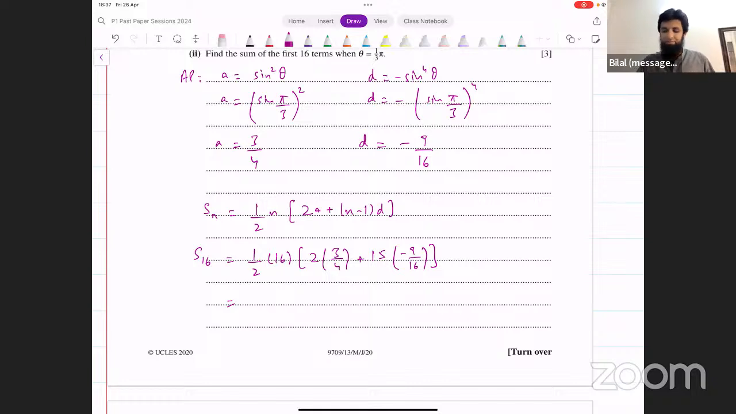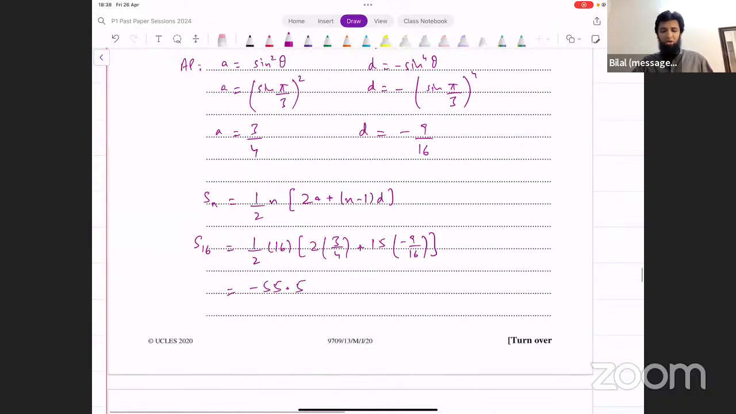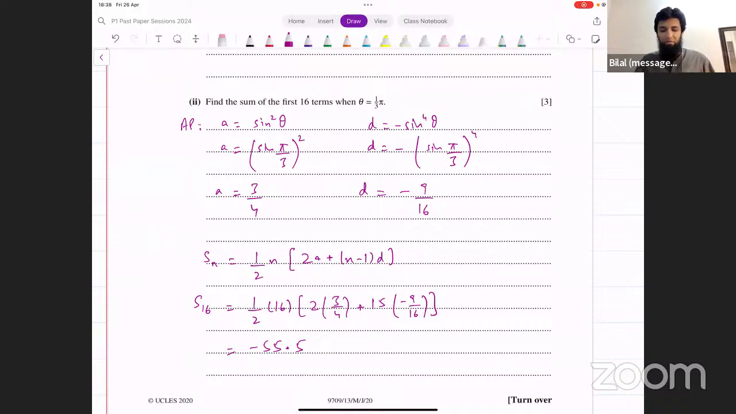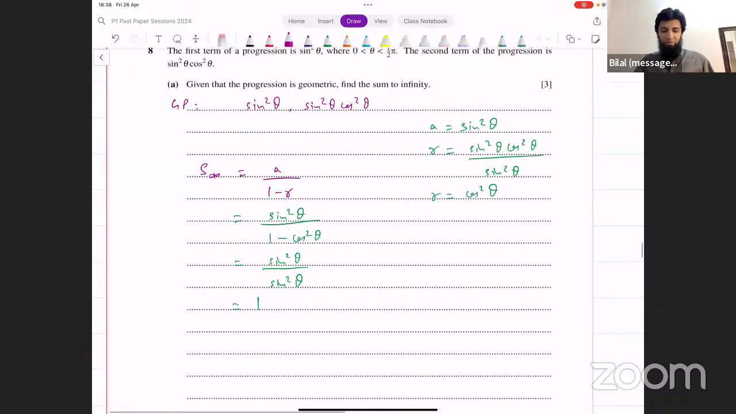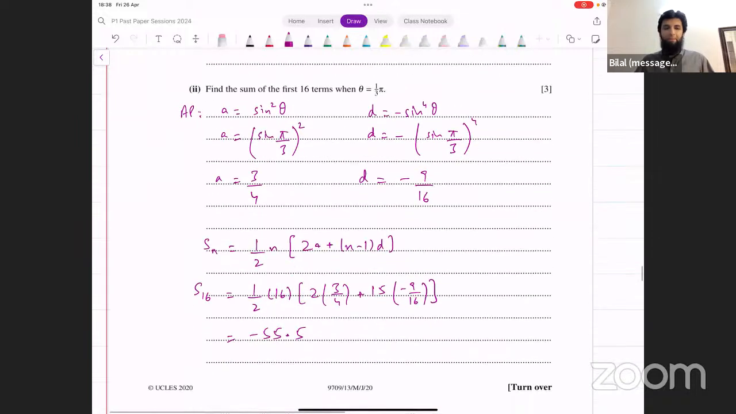Anyone who can tell me what this result is? 8 into 3 over 2 minus 15 into 9 over 16. That's minus 55.5. That is the sum of these 16 terms. And that's what we were looking for in this last part. Again, it looked difficult, but it was actually not that difficult. Fairly straightforward, right? That was question number 8.